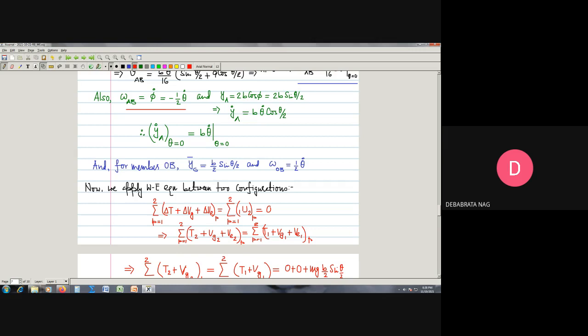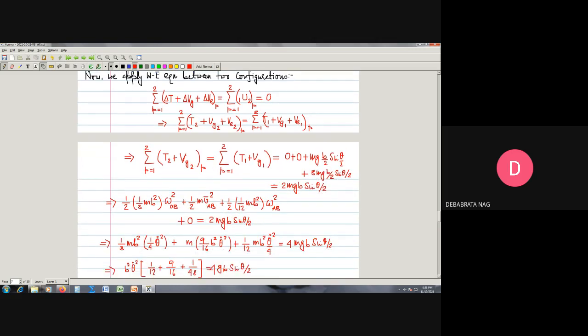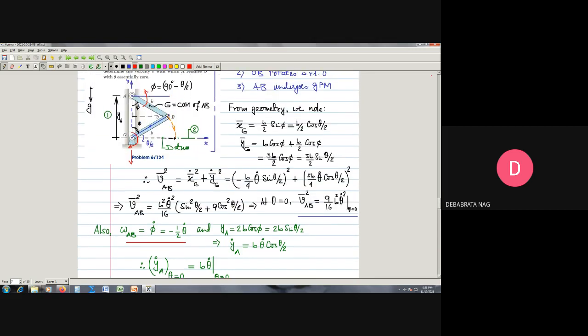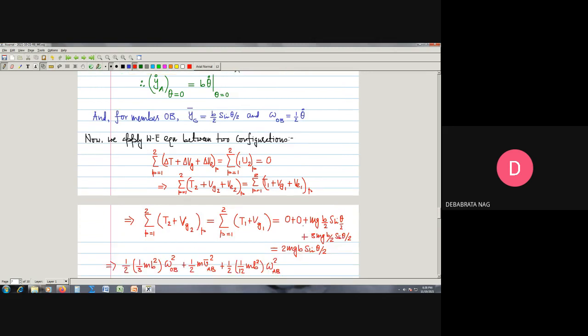So this is the equation, because delta T plus delta Vg plus delta V is equal to 0. Now since we don't have any spring, I can simplify this equation further into this, and let us try to evaluate this expression for position 1, that means for the initial position. Remember, the initial position is this given geometry. So for our initial position, the kinetic energy is 0.